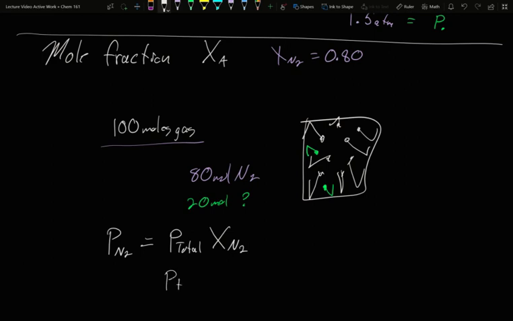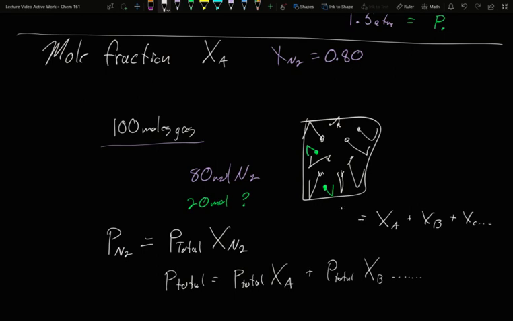This means that your pressure total is always going to be equal to pressure total times the mole fraction of compound A plus pressure total times the mole fraction of compound B, and so on and so on through all of your possible gases. They all have to add up to the total. The sum of all your mole fractions has to equal 1. They have to add up to all the particles.